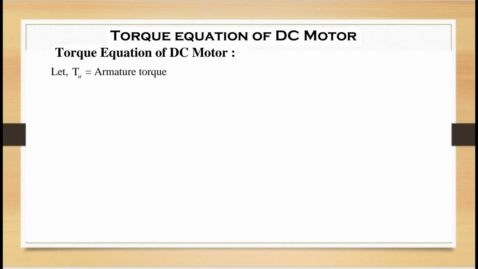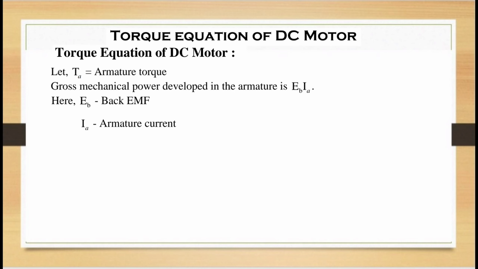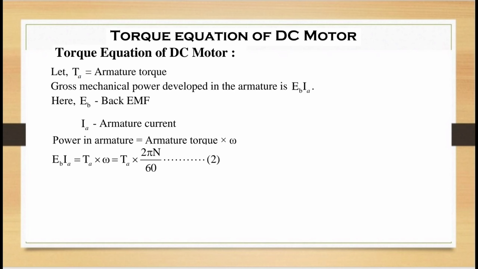Let TA be the armature torque and the gross mechanical power developed in the armature is EB IA. Here EB is back EMF and IA is armature current. Then by equation 1 we can write power in armature equals armature torque into omega. That is EB IA equals TA into omega, which equals TA into 2 pi n by 60. Take it as equation 2.